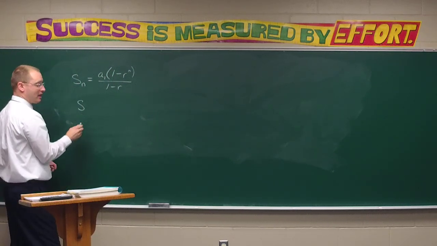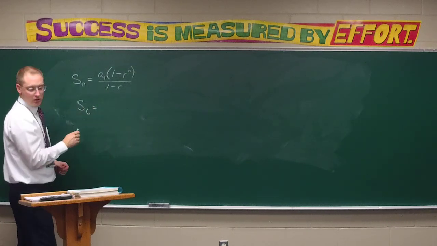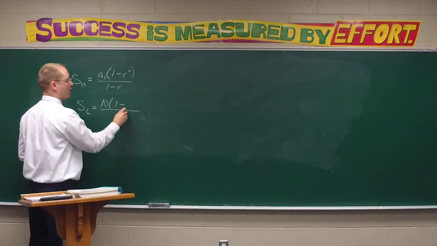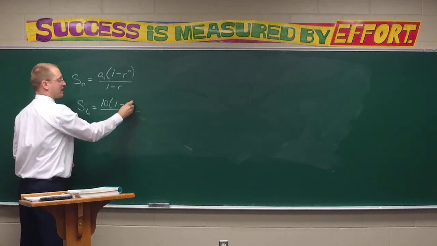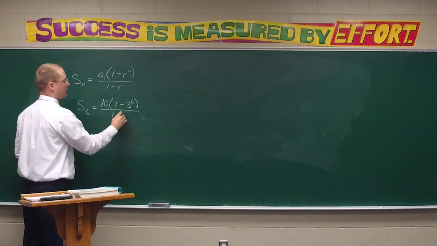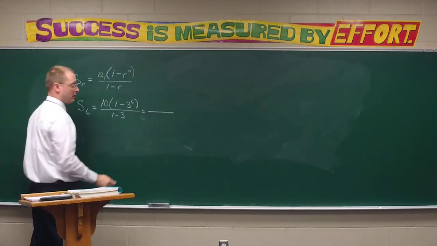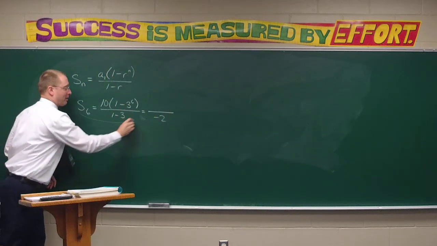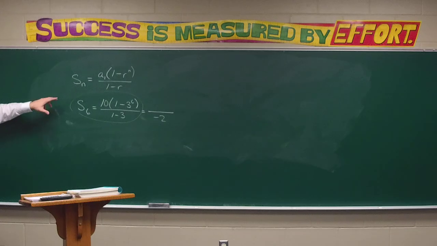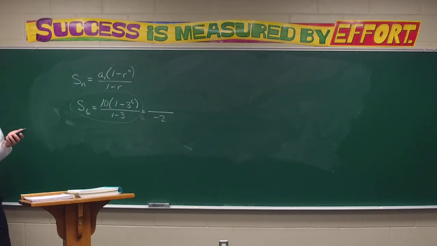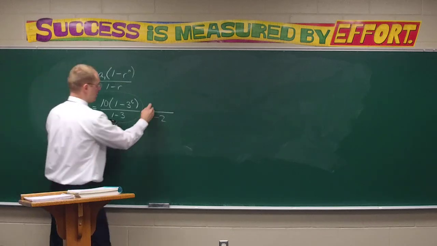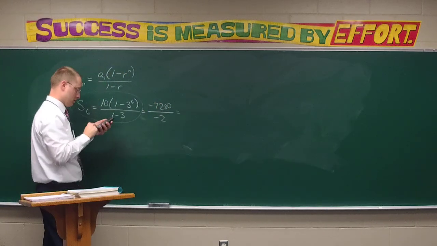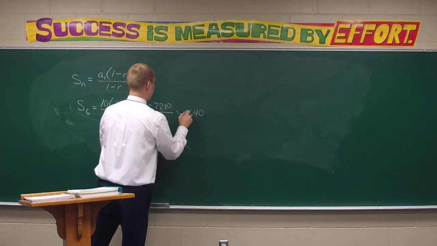Okay, so we're going to have S sub 6 is equal to 10 times 1 minus 3 to the 6th, all over 1 minus 3, which, yeah, the 1 minus 3, of course, class. Now, before we go any further, do we see how Aubrey came up with these numbers? We're all good, okay? And then we do the math. That wasn't so bad.